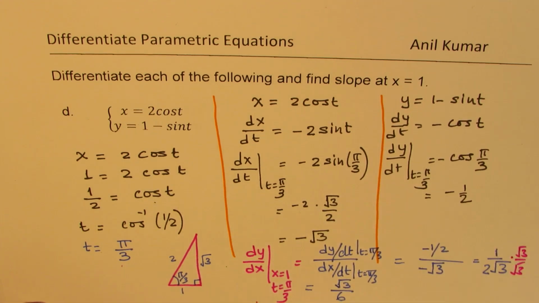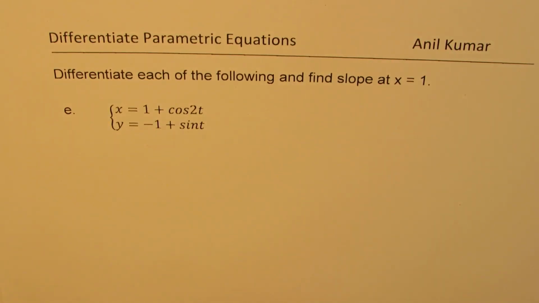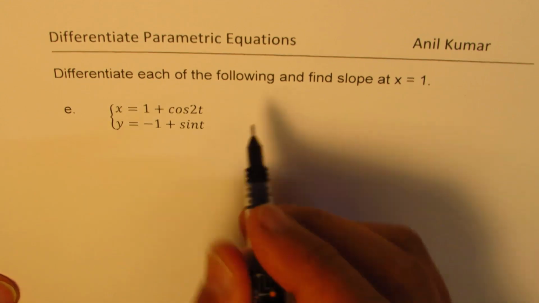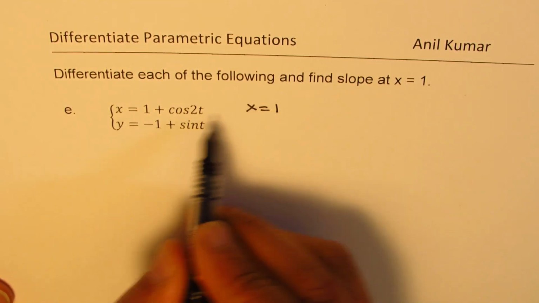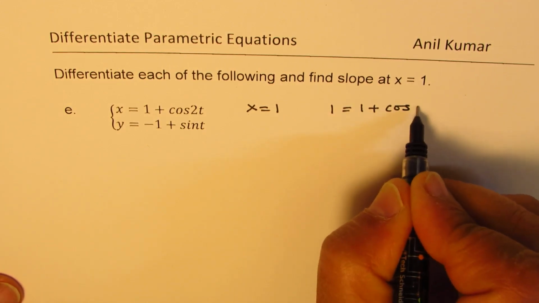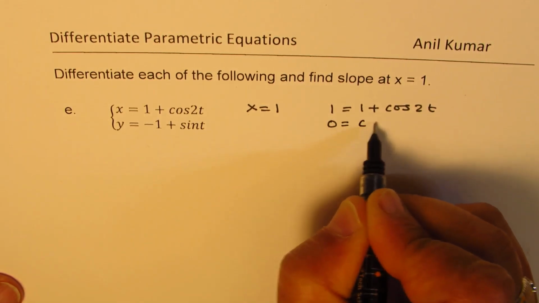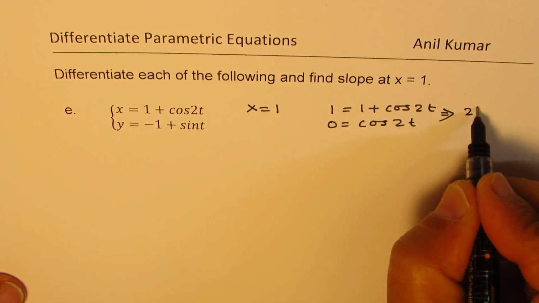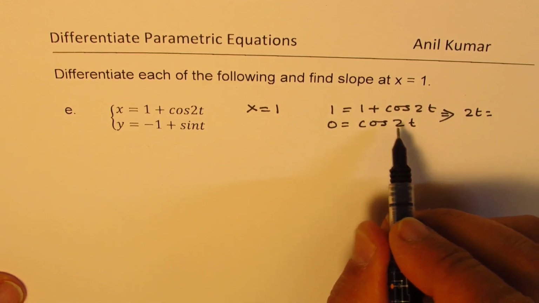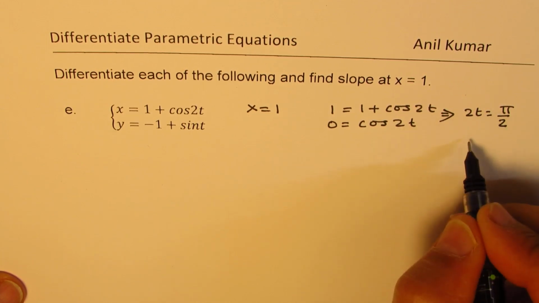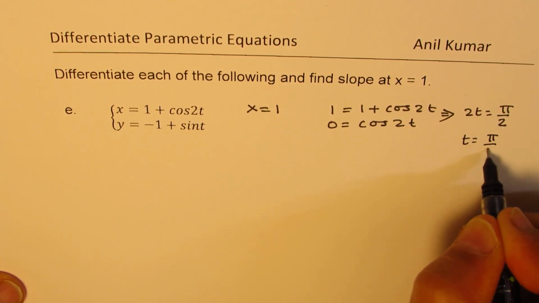Perfect. Now let's take the last example, which is x equals 1 plus cos 2t, y equals minus 1 plus sine t. We are given x equals 1. So if I substitute 1 here, we get 1 equals 1 plus cos 2t, that is 0 equals cos 2t, and that tells you that 2t should be equal to what? Cos is 0 at pi by 2, right? So from here, we get t equals pi by 4.